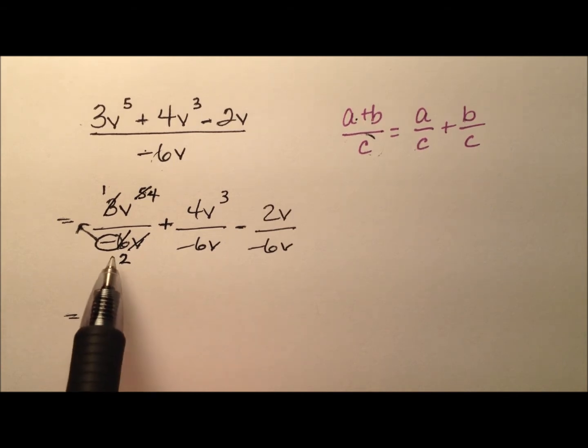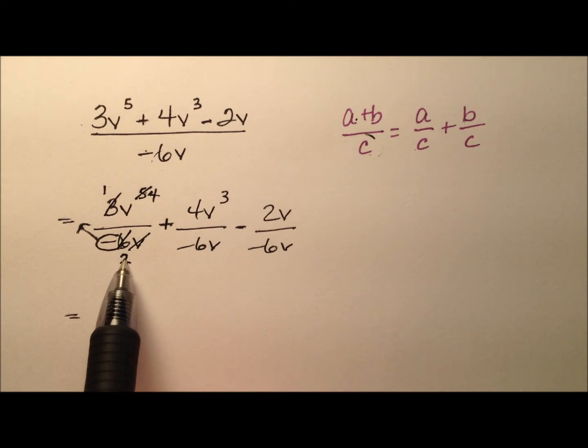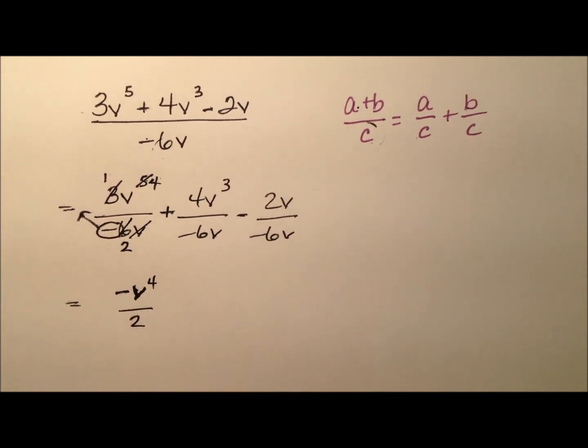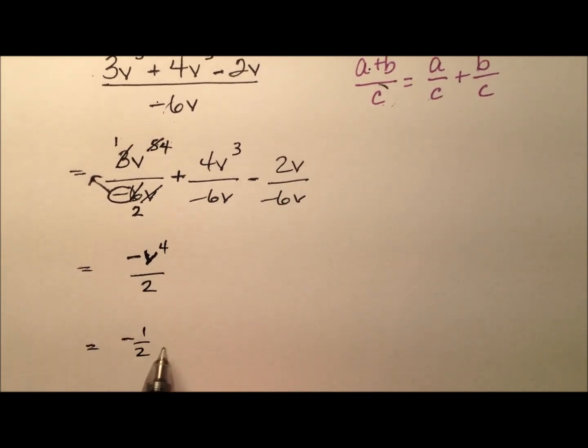Okay, so what do we have left here? So negative, and then we have a 2 on the bottom and a v to the 4th on top. So let's say minus v to the 4th over 2. Another way you could say that is negative 1/2 v to the 4th.